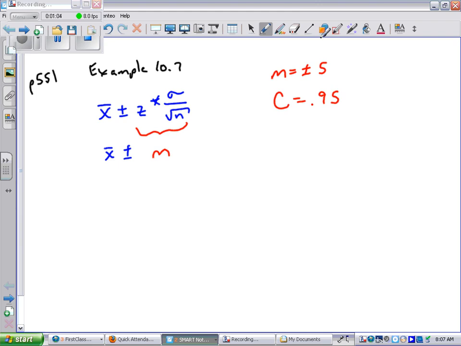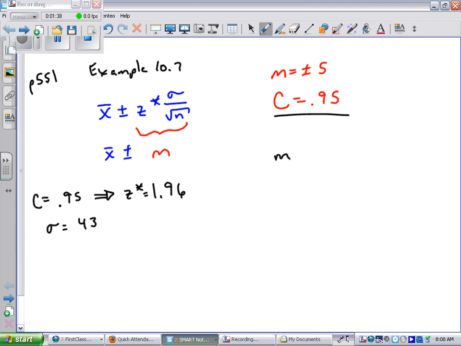Well, first of all, from the normal table, we know that 95% confidence corresponds with a z star of 1.96. 1.96 is going to be my z star for a 95% confidence interval. We also know from a previous problem that sigma is 43. The standard deviation of the population is 43. Now we want the margin of error to be no more than 5.